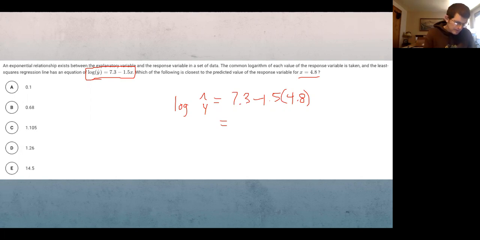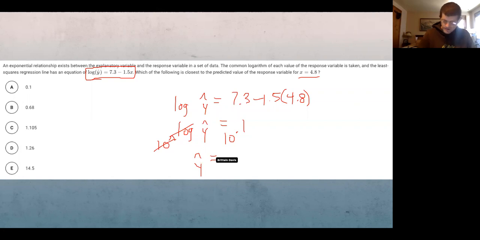I get 0.1. And the way that we get y hat all on its own is by raising both of these values as powers of 10, right? So 10 to the 0.1, 10 to the log of y hat. These cancel each other out. So y hat equals 10 to the power of 0.1.